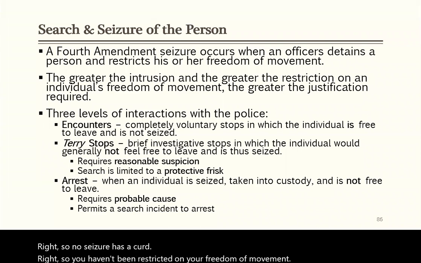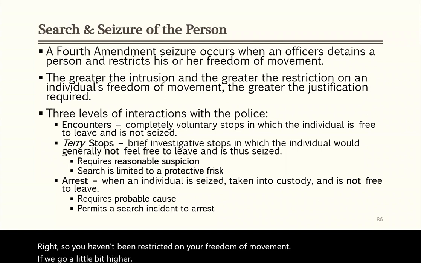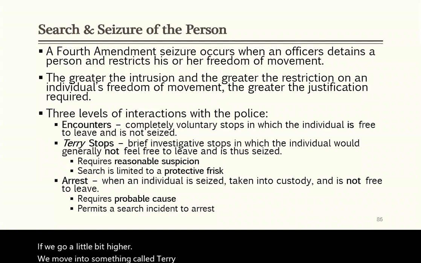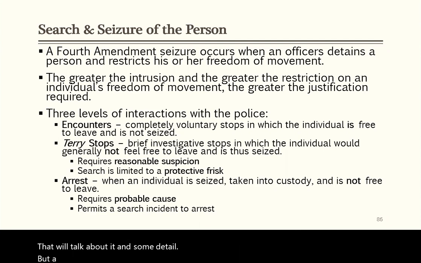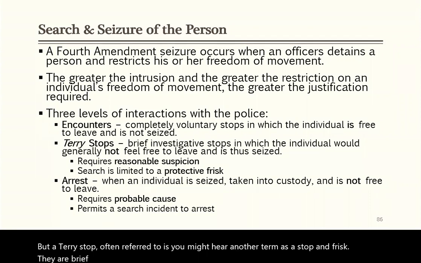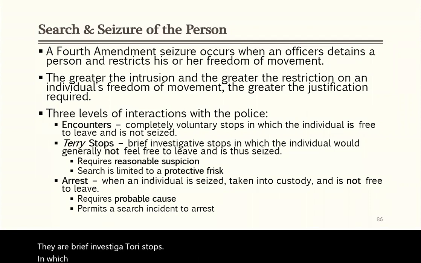If we go a little bit higher, we move into something called Terry stops. Now, Terry derives from a case, Terry v. Ohio, that we'll talk about in some detail. But a Terry stop, often referred to as a stop-and-frisk, is a brief investigatory stop in which the individual would generally not feel free to leave and is thus seized.